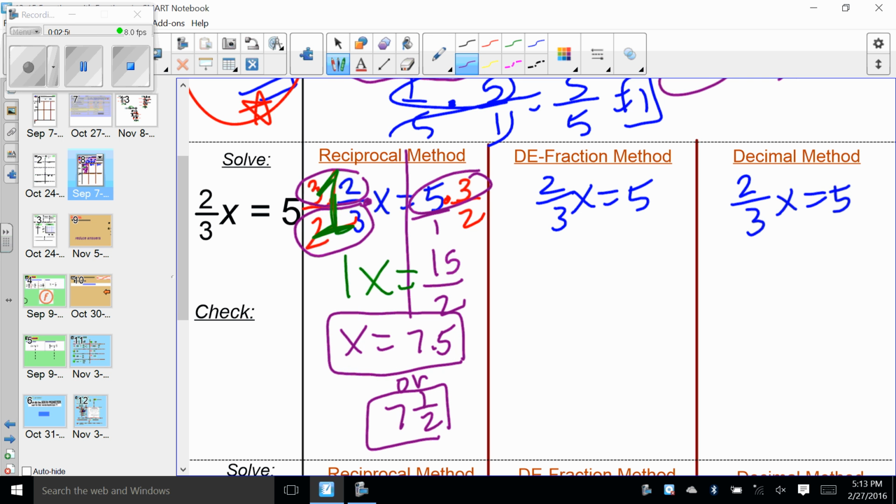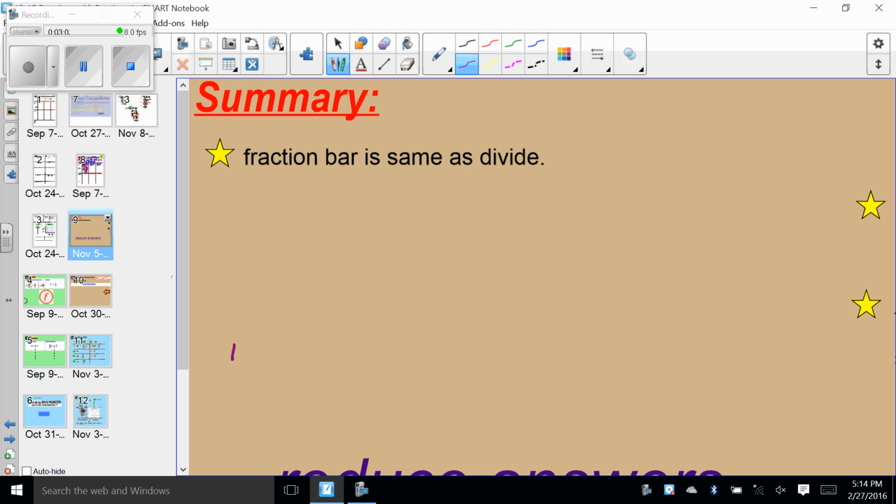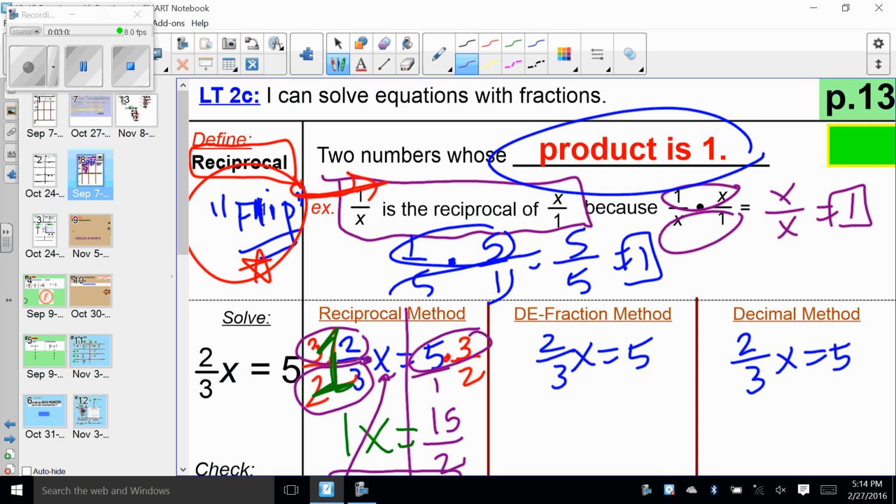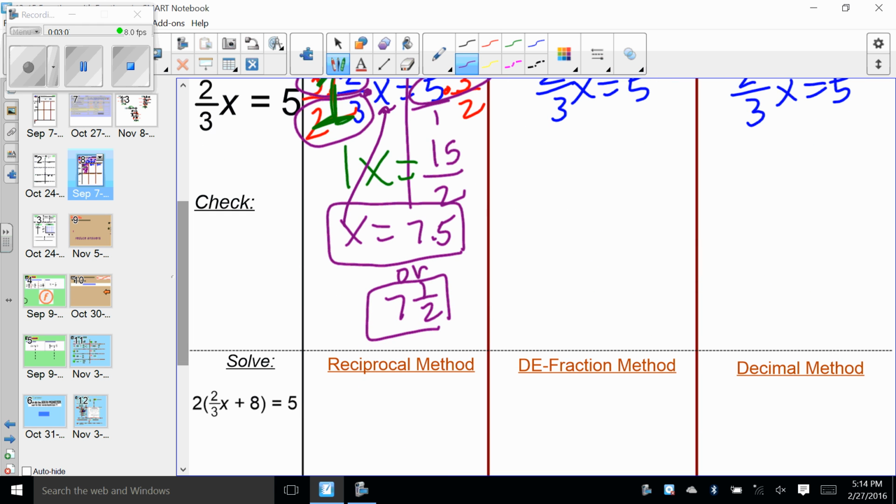Now you would want to put that back in and check it in your calculator just to make sure it's correct. So you would say 2/3 multiplied by 7.5. Does that equal 5? You can just use your calculator on that check step. Feel free to use that calculator. Sorry about that. So that's called the reciprocal method.